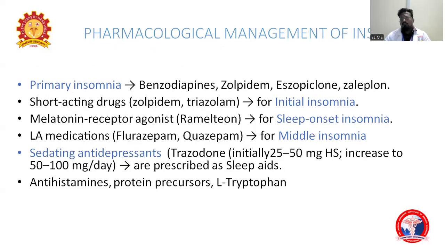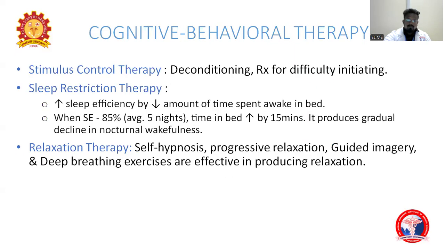So how do we manage insomnia pharmacologically? Primary insomnia is usually treated with benzodiazepines. Short-acting drugs like zolpidem are used for initial insomnia, melatonin receptor agonists like ramelteon for sleep onset insomnia, and long-acting drugs like clonazepam for middle insomnia. Usually, sedating antidepressants or trazodone are prescribed as sleep aids. Antihistamines can also be prescribed. Protein precursors like L-tryptophan can also be given.